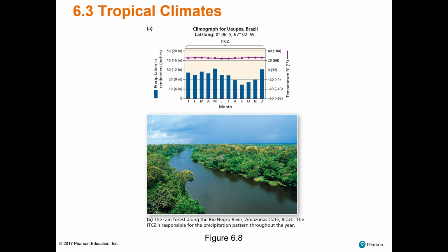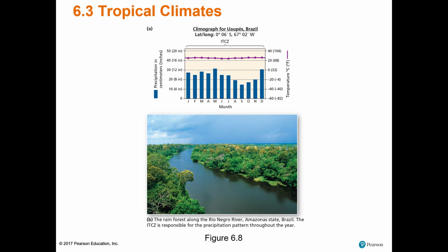very large blue bars representing precipitation over all months of the year. In fact, the lowest month is September, and there is 15 centimeters or about 6 inches of rain per month in that lowest month. And then if you look at that climograph, you can see that May and December are above 12 inches of rain per year.